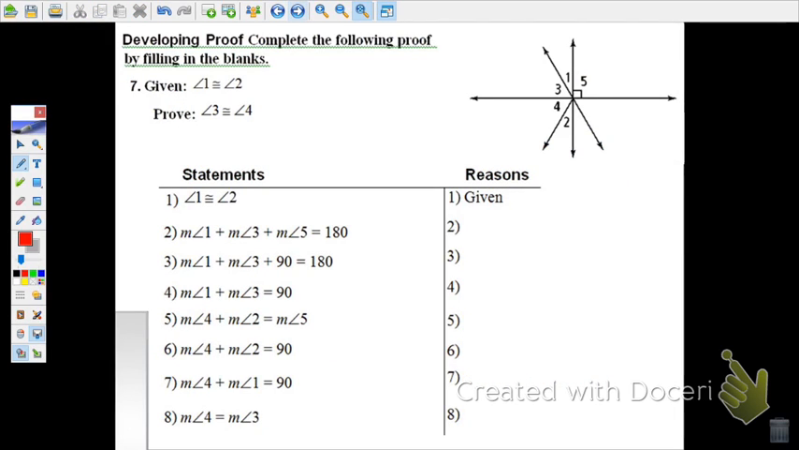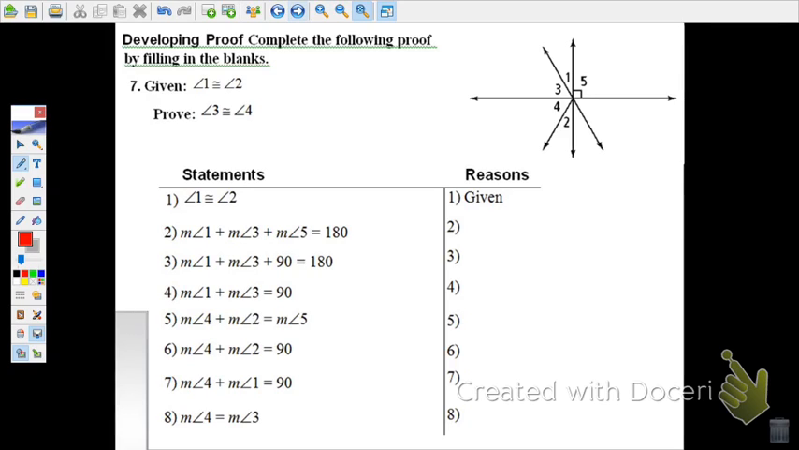In this next proof, it says to complete the following proof by filling in the blanks. So we've got our given statement that angle 1 is congruent to angle 2. Just like we talked about yesterday, that's what we start out our proof with. That first statement, angle 1 is congruent to angle 2.